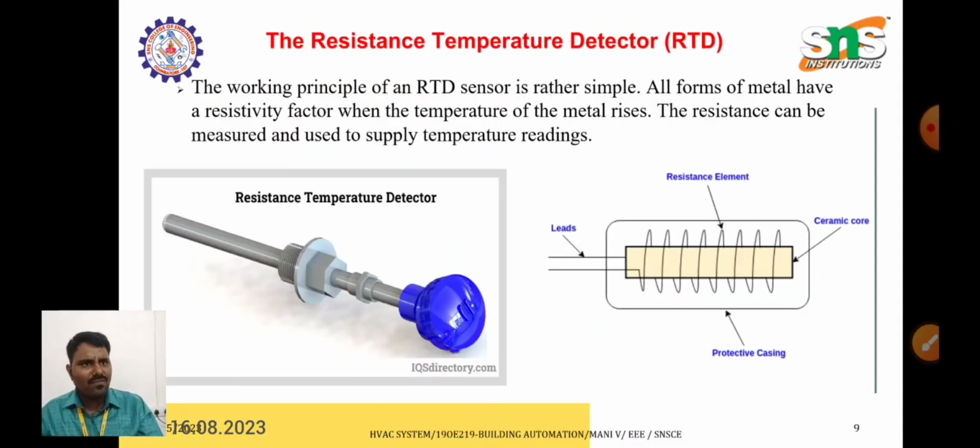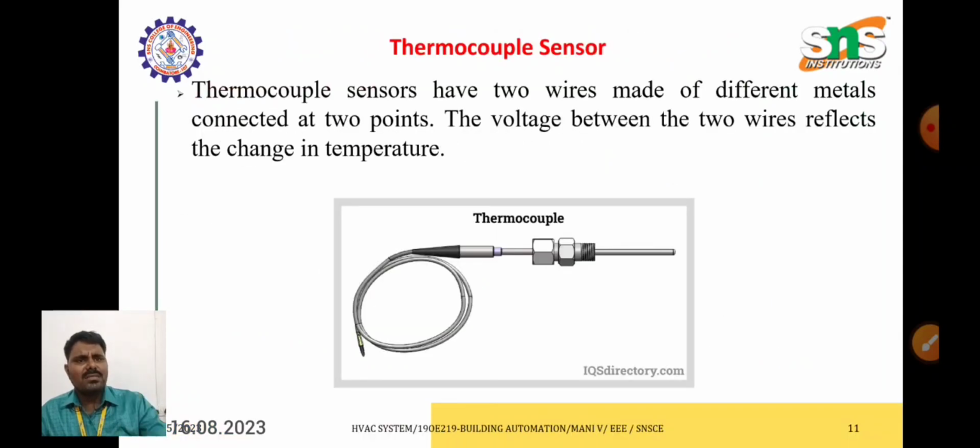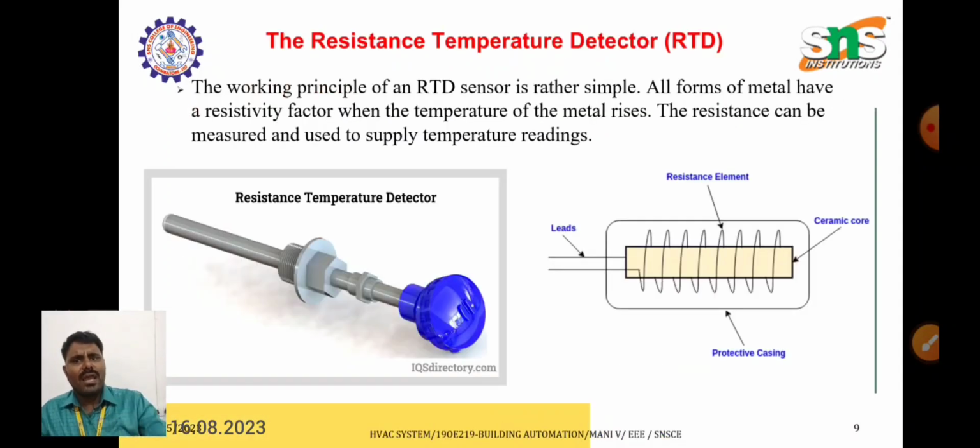So these are a few types of temperature sensors used in heating, ventilation, air conditioning applications. That is an RTD, resistance temperature detector, and this is a thermocouple. Here you can see in the RTD, if the temperature changes, the resistance of the metal gets changed. So with respect to the resistance, we are able to measure the value.